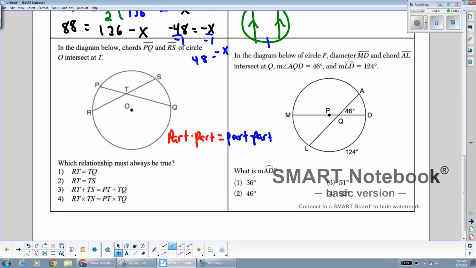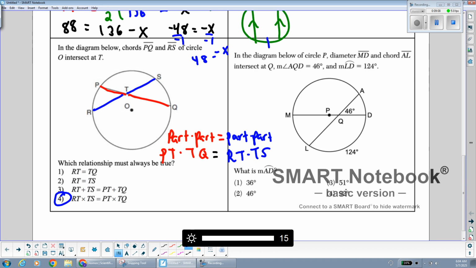So on one chord, the two parts are PT and TQ. And the parts are from one endpoint to where they intersect, from one endpoint to the point of intersection of the chords. And then we have the two parts of the other chord. And that's this answer choice over here. It was the only one that had a product correctly written, or written at all, I should say.